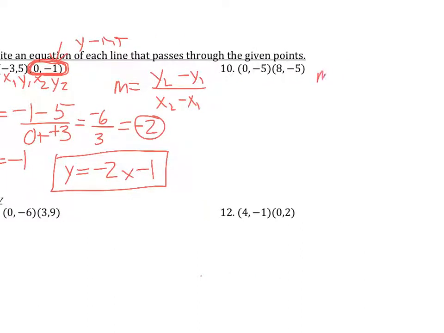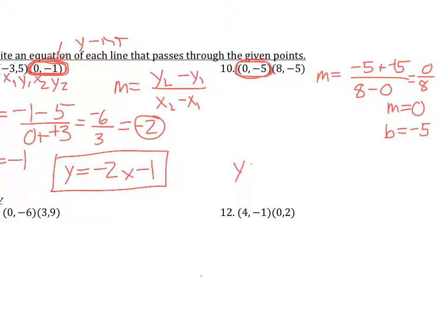So first find your slope. So y2 is -5, minus y1 is -5, over x2 is 8, minus x1 is 0, minus a negative on top becomes plus a positive. -5 plus 5 is 0. 8 minus 0 is 8. 0 divided by anything is 0, so my slope is 0. Okay, my y-intercept, remember I'm looking for the ordered pair that has x equals 0. It's this one right here, so my b has to be -5. So then I have y = mx + b.